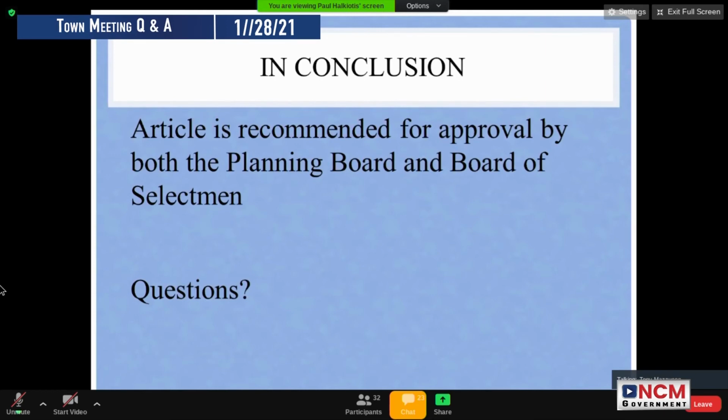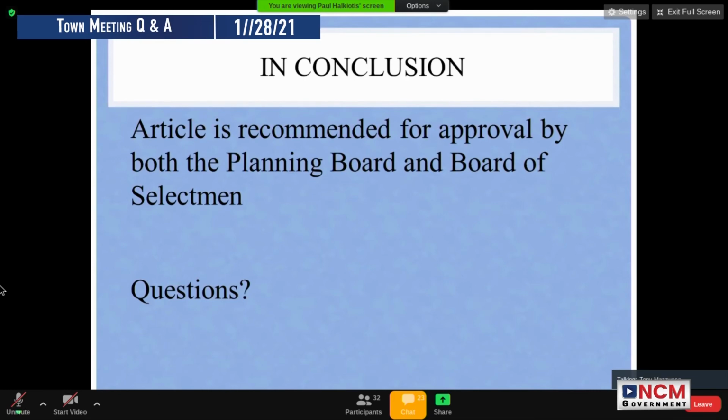Any questions on the drive-through zoning article? No? All right, we'll keep plugging along. Paul, I think you're still up. Thanks, Tony. So I am now going to take a break because Article 15 is the article for a liquor license for the Space Center, which is not a zoning article. But I will return back to present Article 16 and 17 once that's over.